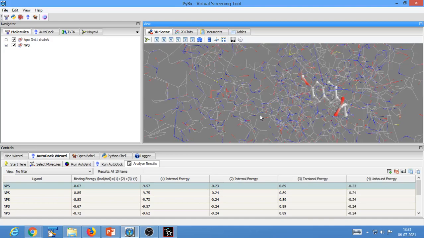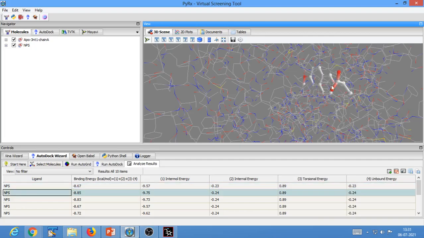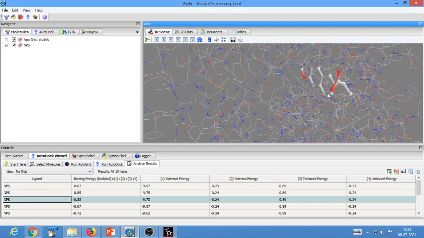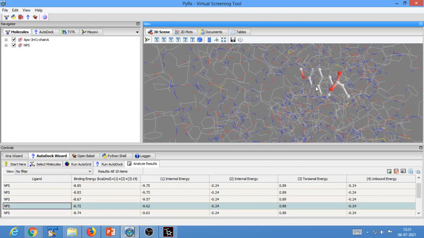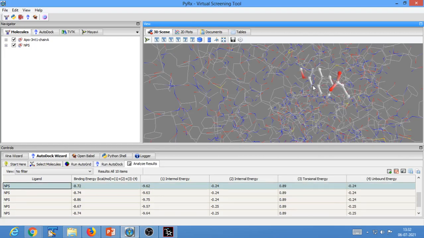Now you see that there are different orientations that this software has predicted here. So this is the first orientation. Your ligand can orient in this way. Now you can see that there are certain changes in the functional group. It can orient this way, this way, this way. There are multiple orientations that your ligand can take up in the active site of this protein. So these are the predicted results.